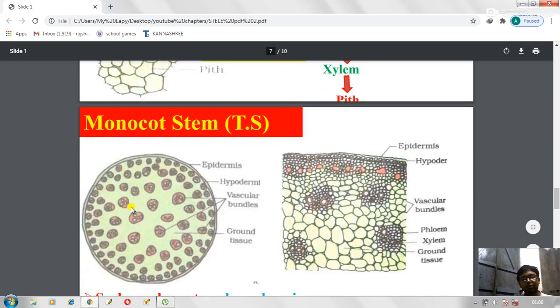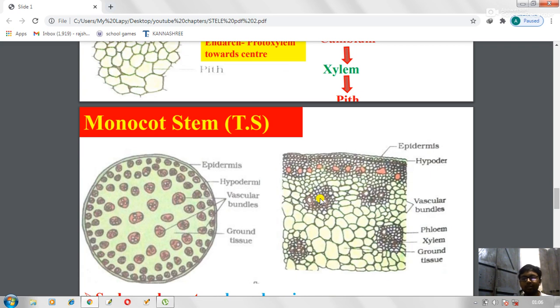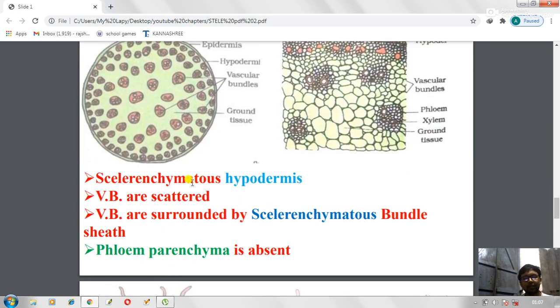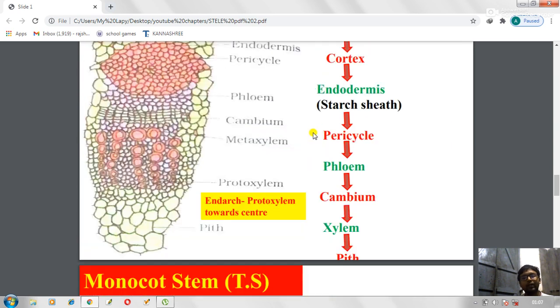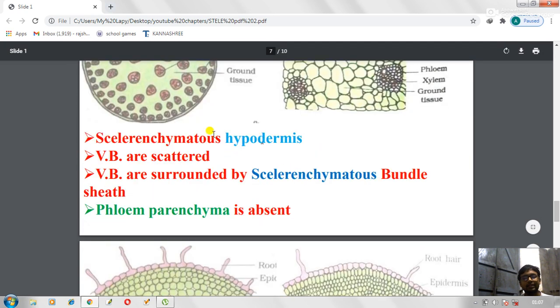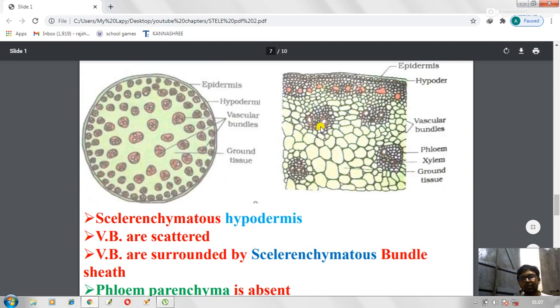Here in the monocot stem, the vascular bundles are not arranged in a ring, but they are scattered, and they are of the closed conjoined type, not open type. So no cambium is present; the vascular bundle has xylem, phloem, and ground tissue. Here there are huge intercellular spaces. Hypodermis is present. Hypodermis here is sclerenchymatous, not collenchymatous as in dicots, where we have seen that it is collenchymatous. However, vascular bundles are scattered, surrounded by a sclerenchymatous bundle sheath. This one is the most important trait.